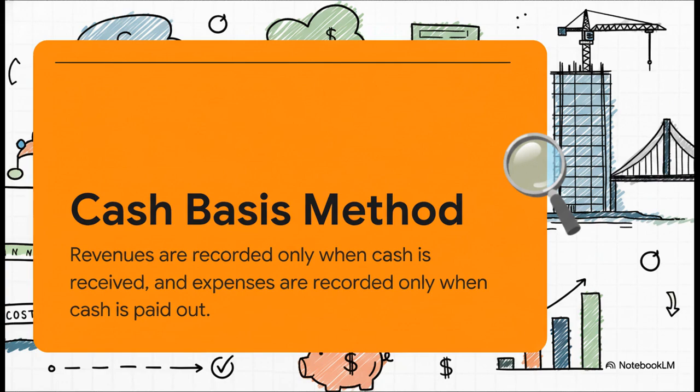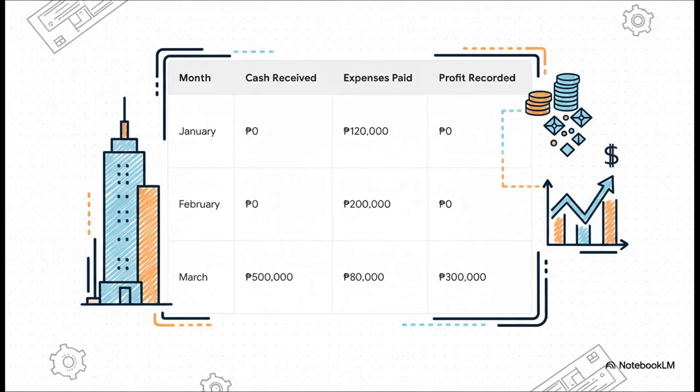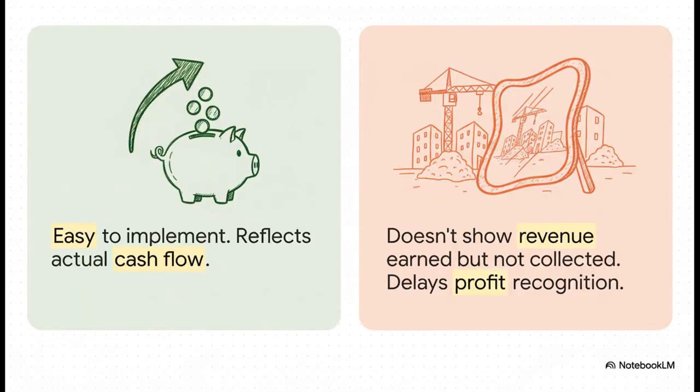That is it. So check this out. See how it plays out in a real project. This company spends money for 2 whole months, but on paper, its books show zero profit. Then, suddenly, in March, when that final payment from the client lands, all of the profit for the entire job appears at once. So you see the problem, right? It's super simple, and it's great for tracking your actual cash flow. But man, it gives you a totally warped picture of a project's financial health while it's in progress. That's why it's really only good for small jobs with a quick turnaround.